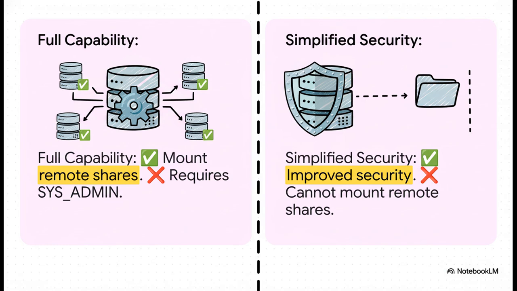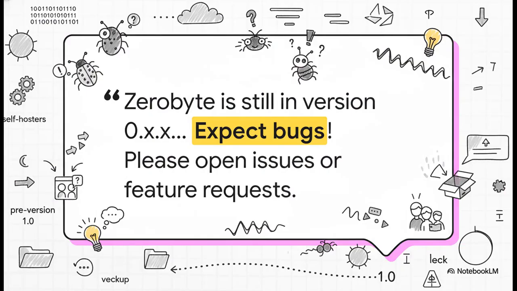When you do set it up, you get an important choice. The default configuration gives the container some elevated permissions, specifically something called sysadmin. It needs this to be able to mount network shares like NFS or SMB. But if you only plan on backing up local folders, you can choose the simplified setup. This option runs without those extra permissions, which is better for security, but the trade-off is you can't mount those remote shares.